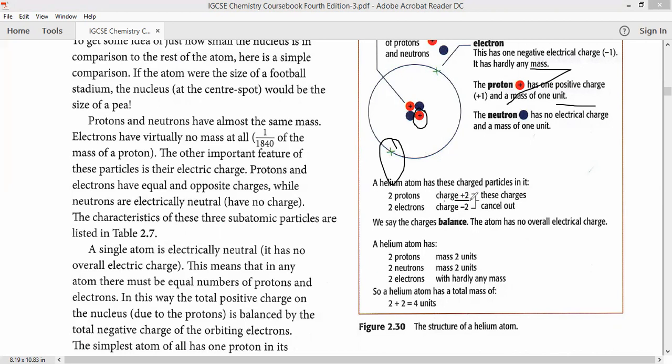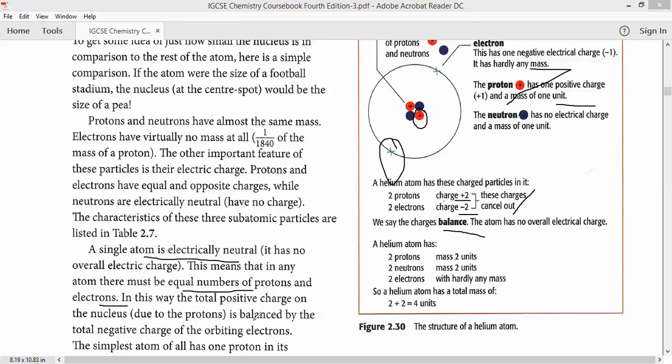Take a look. If there are two protons, the overall charge would be +2. If there are two electrons, the overall charge would be -2. And these charges will cancel each other out. We say that the charges balance or cancel each other's effects. So every atom on this planet, and mind me, I'm only talking about atoms, all right? Every atom on this planet is electrically neutral, just like written over here. What this means is that they have an equal number of protons and electrons, all right?